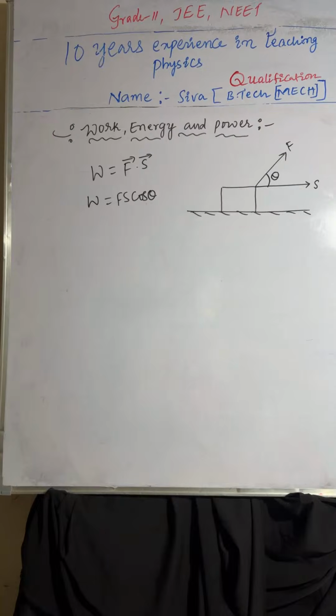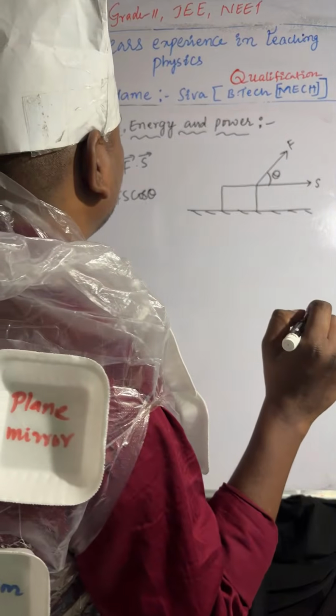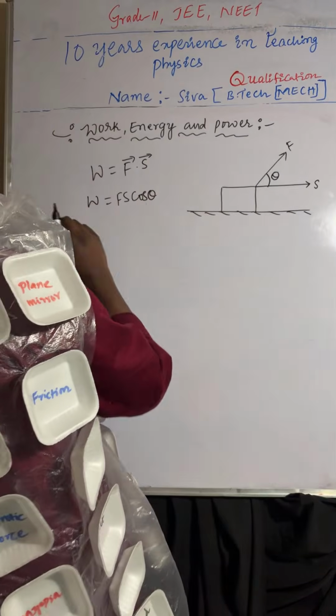So W equal to F bar dot S bar. Sir, why are we taking F bar dot S bar? F bar and S bar are both vector quantities. That's why we are taking F bar dot S bar. So W equal to Fs cos theta. If we remove the dot product, we get cos theta.